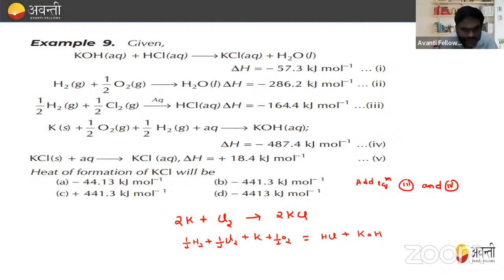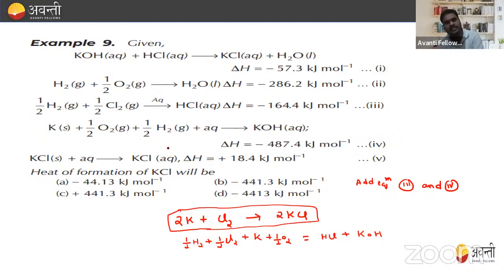Now, from these two we get only this. From which equation will we get KCl? This is the desired equation, just remember this. KCl is on the right hand side, so we get it from equation number 5. So we subtract equation fifth.